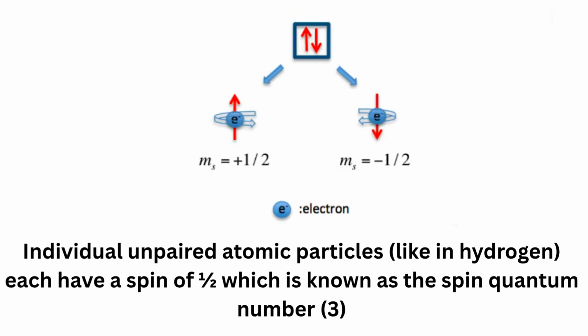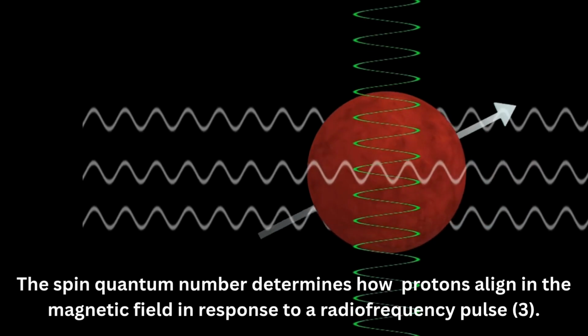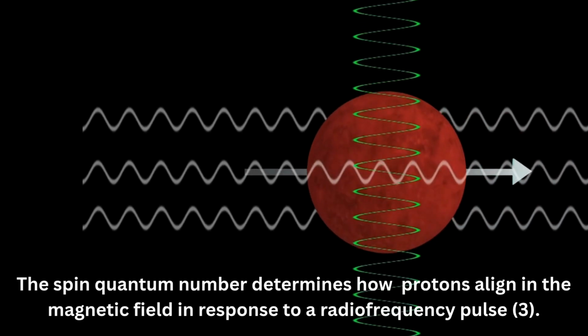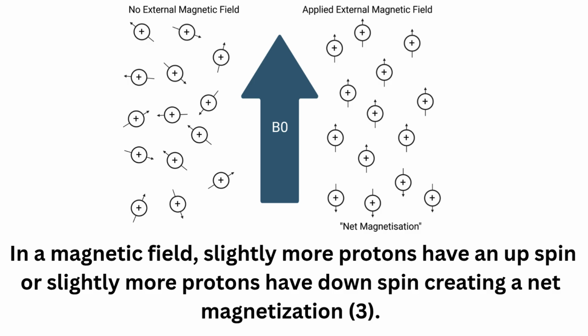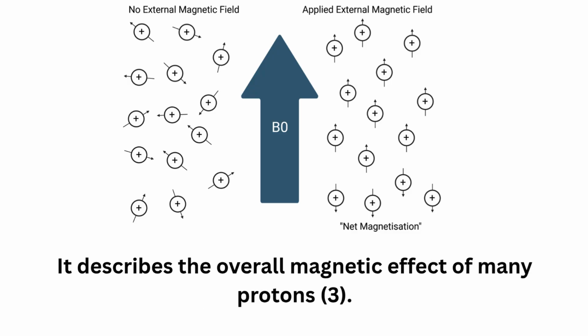Individual unpaired atomic particles, like in hydrogen, each have a spin of 1/2, which is known as the spin quantum number. The spin quantum number determines how protons align in the magnetic field in response to a radio frequency pulse. In a magnetic field, slightly more protons have an upspin or slightly more protons have downspin, creating a net magnetization. What is net magnetization? It describes the overall magnetic effect of many protons.